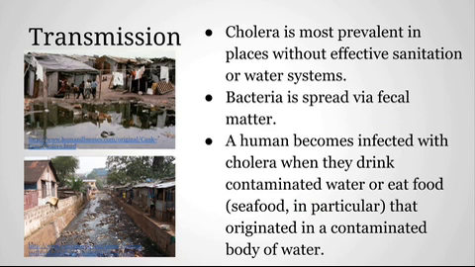So cholera is the most prevalent in places without effective sanitation or water systems, for obvious reasons. People drink the same water that they dispose their waste in, and it passes from an infected person's stools into the water system, where it contaminates drinking water or food.